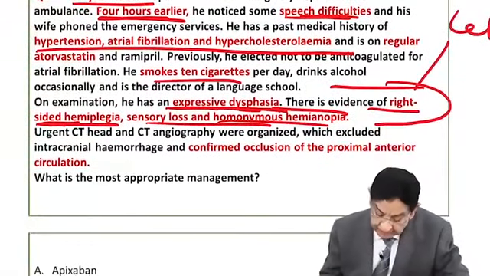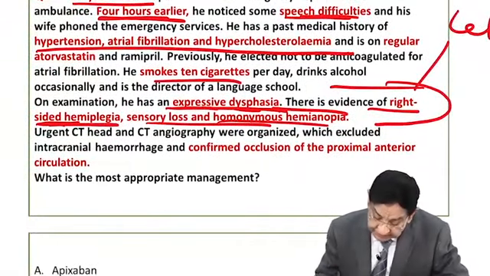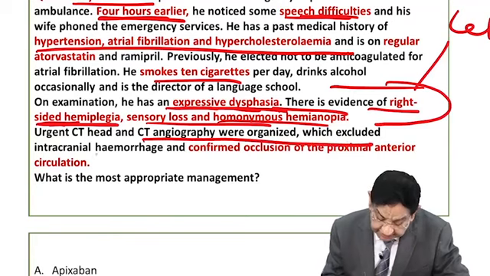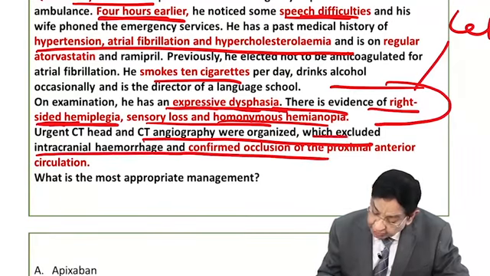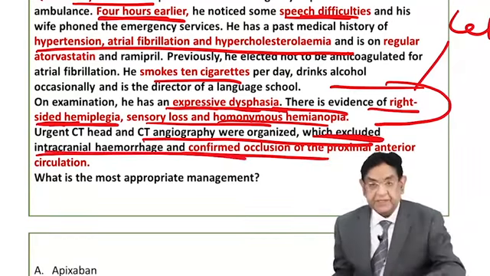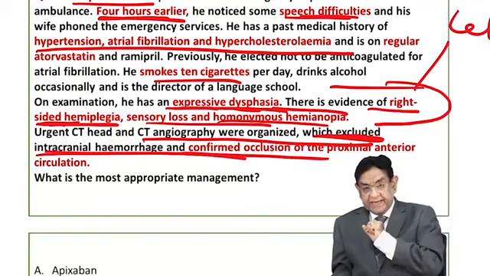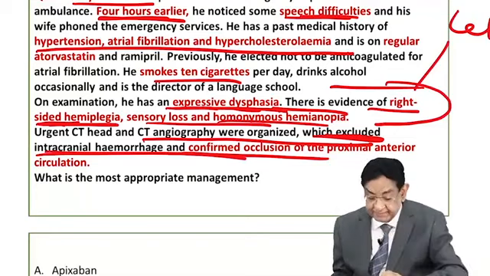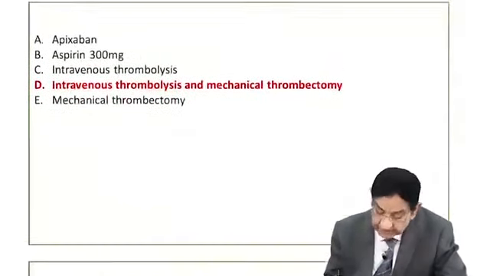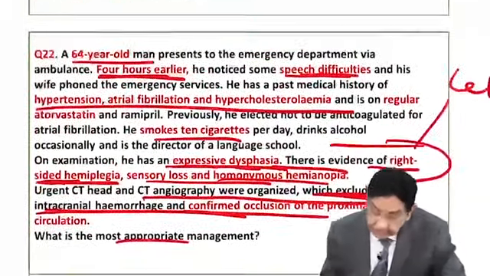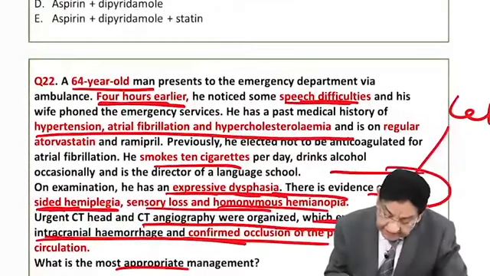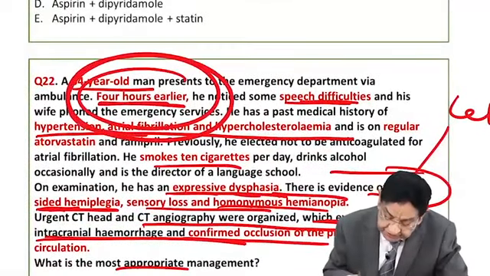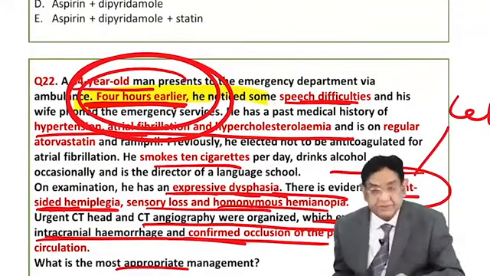So we got a CT scan and angiography, and they excluded hemorrhage. There is no bleeding, ruled out. What is the next management plan? We would like to give thrombolysis. He has come within 4 hours.